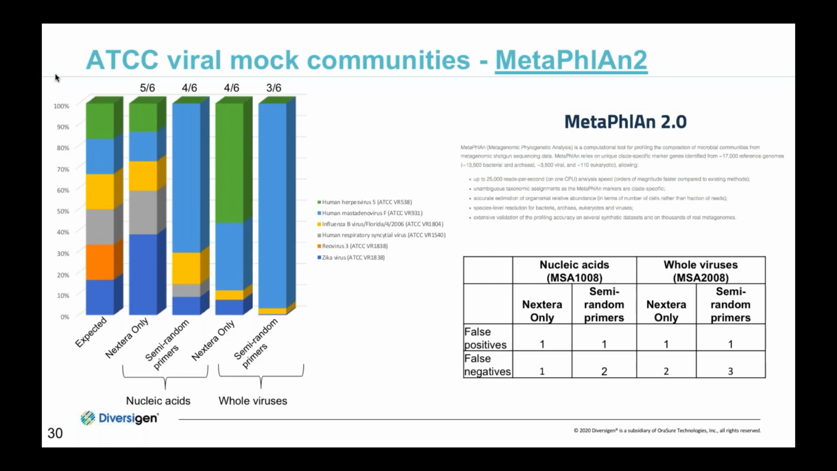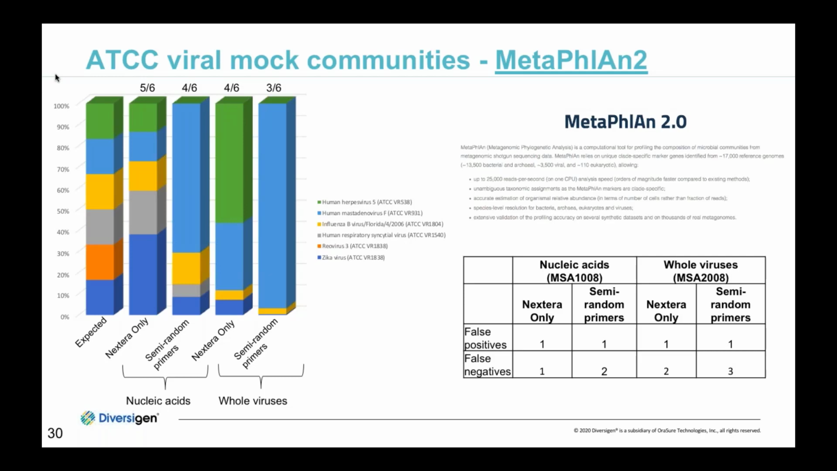MetaPhlAn2, just to give you an overview, is a marker-based analysis tool, and it might work better with very well-known viruses. Here on the left side of the plot, I'm showing you the expected proportions of the viruses in the mock communities, followed by the results of each of the arms of the study. The second column shows the results of the viral nucleic acids going through just an extra library prep.